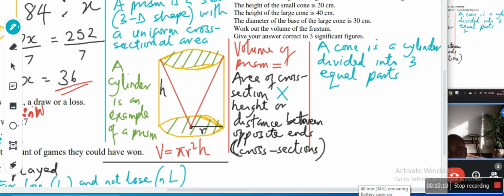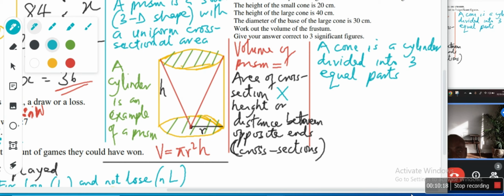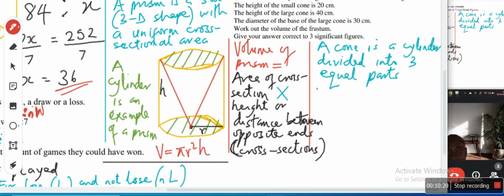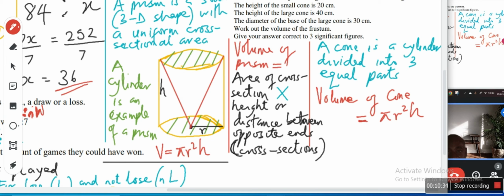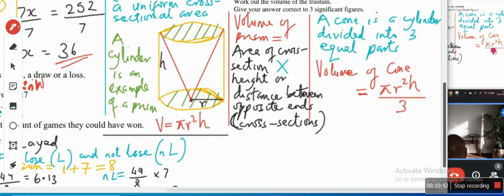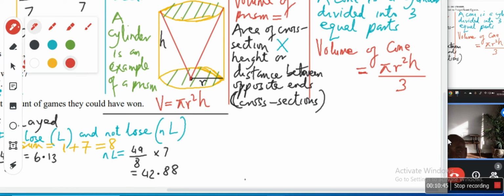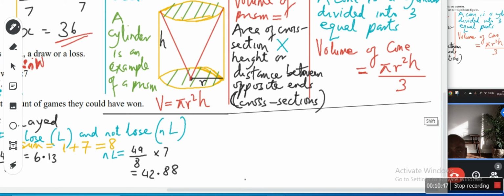So what should be the volume of a cone if it's a cylinder divided into 3 equal parts? Pi r squared h divided by 3. So therefore the volume of a cone should be equal to the volume of a cylinder divided by 3, pi r squared h divided by 3. So that's how we can get the volume of a cone. I'll just read a line here before we develop this further.